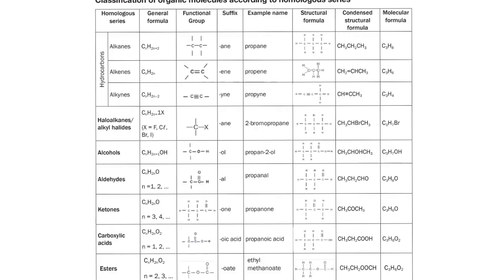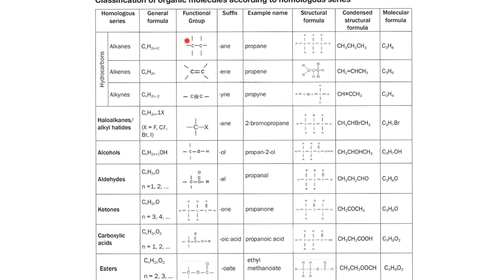So here are our 9 different homologous series. First up, we have the alkanes. The functional group of the alkanes is just as the picture illustrates. It's carbons bonded to each other, and these stripes indicate that they are either bonded to other carbons or hydrogen.